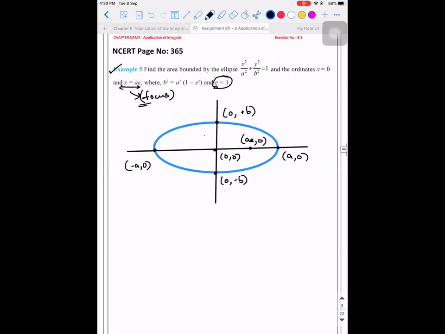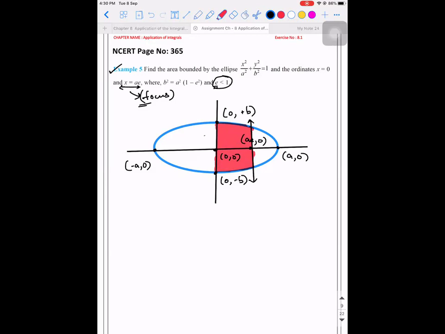So x is equal to 0 is the y-axis, and x is equal to ae is a line parallel to the y-axis. Tell me one thing, are you guys able to understand? Yes, sir. So it will be a line like this, this one and this one. So which area are they asking? The red color one. So this is the shaded portion.